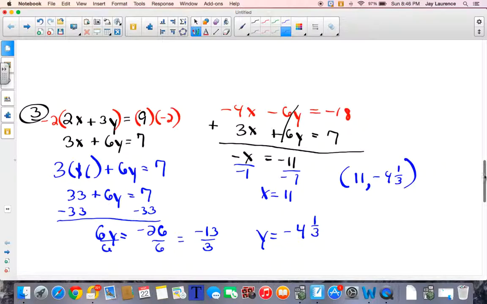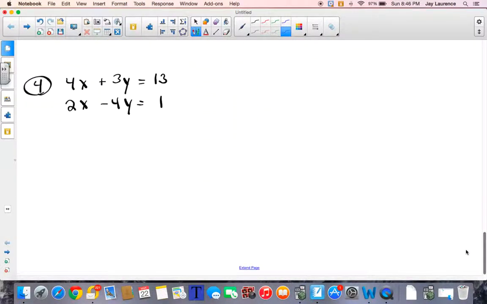All right. So let's see here. This one here. It might be easiest to get rid of the x terms. Now, granted, these have opposite signs, but to get rid of the y's, I'd have to multiply the top equation by 4 and the bottom equation by 3. To get rid of the x's, I only have to multiply the bottom equation by negative 2. And so I think I'm going to do that.